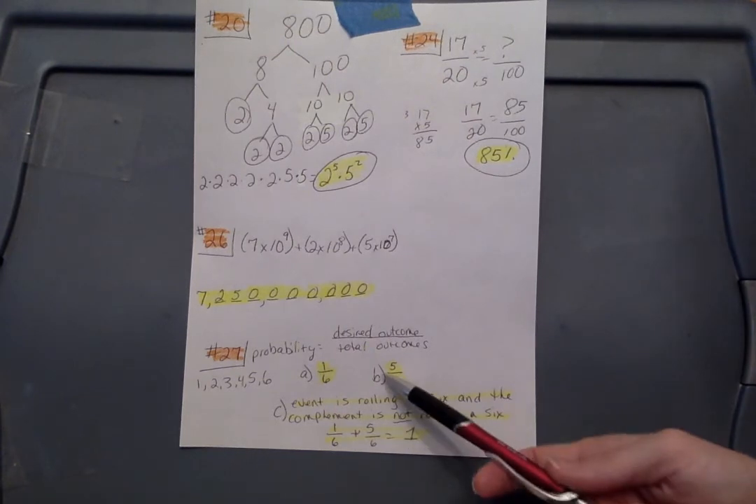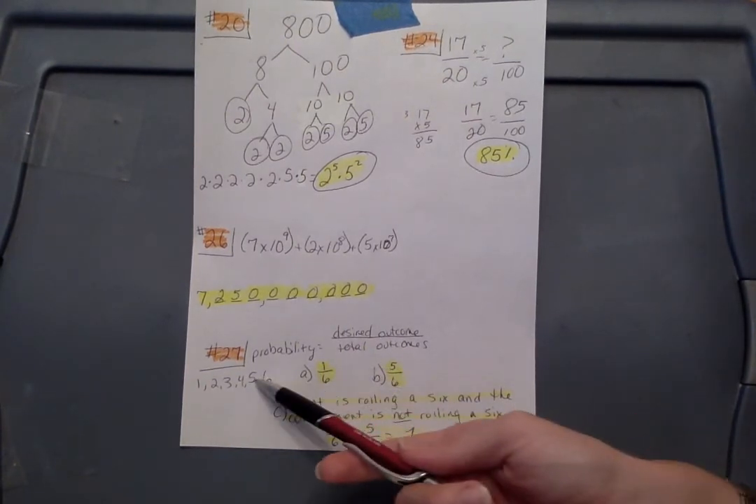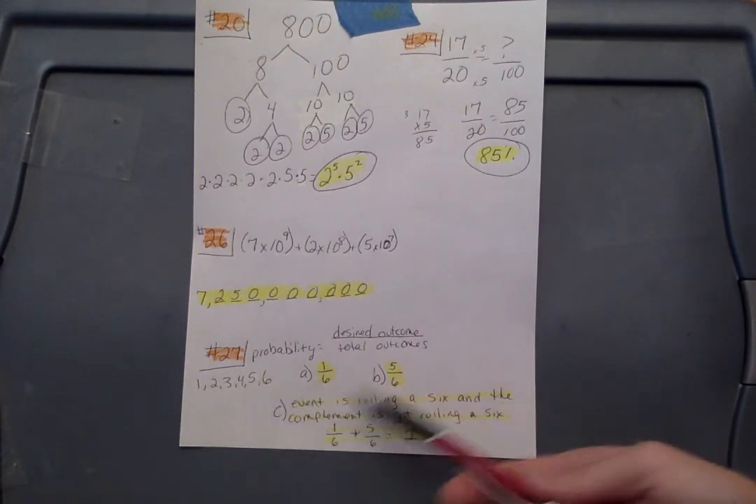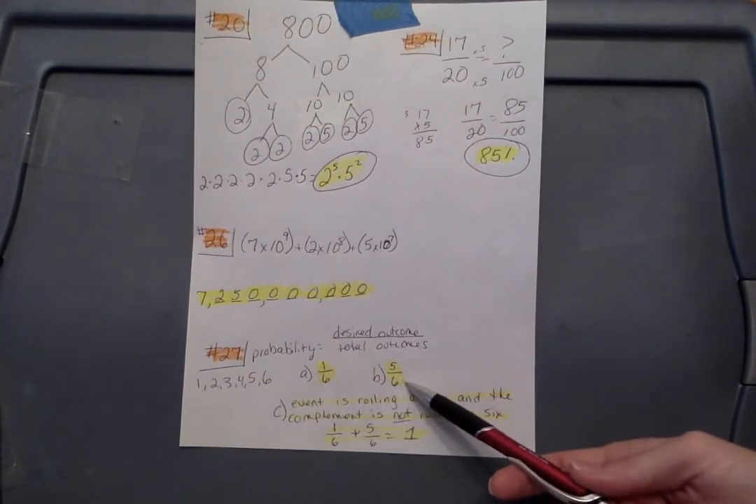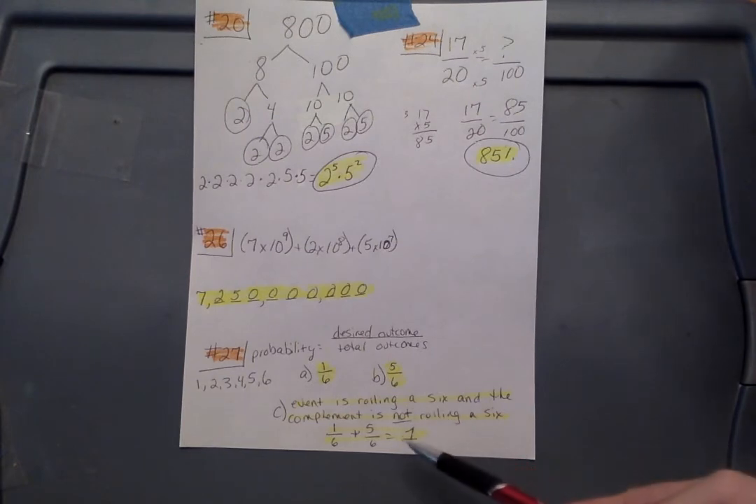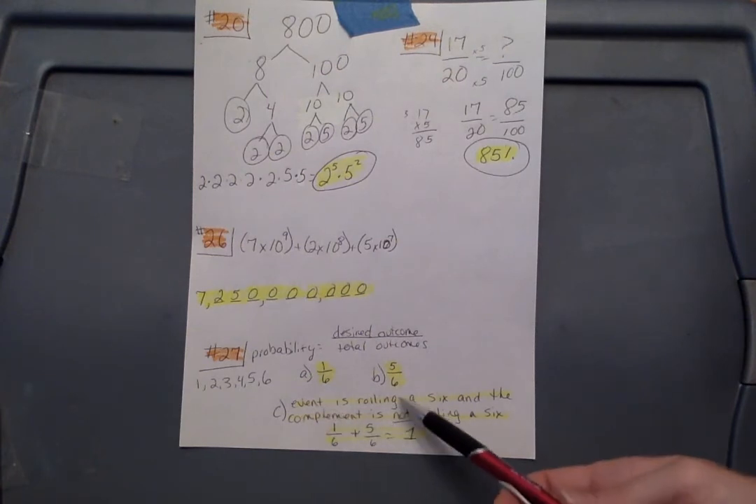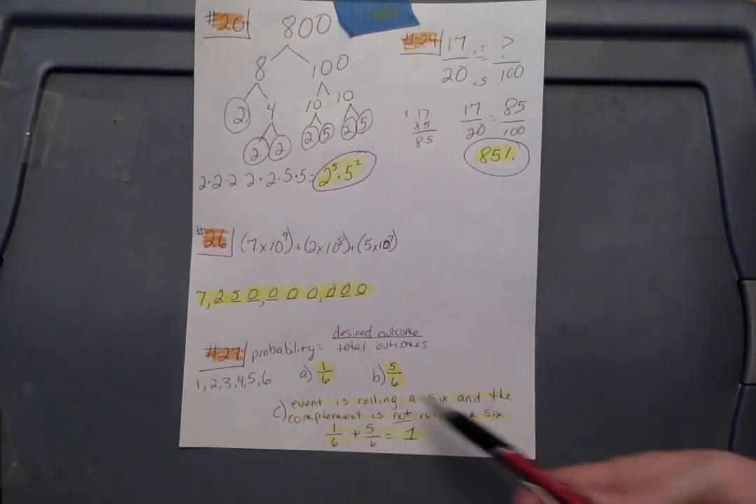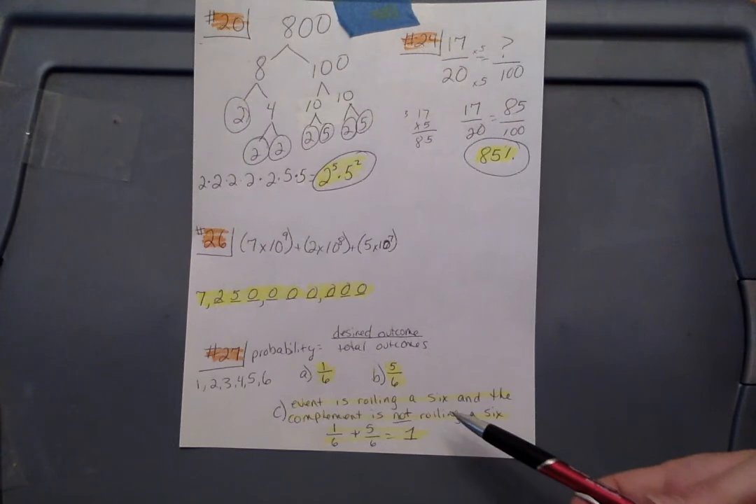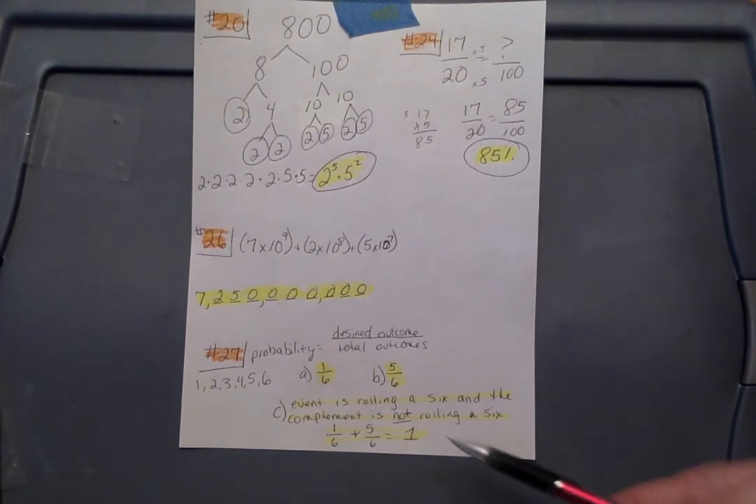Okay. Now B says, what's the probability of not rolling a 6? Well, there's 5 of these numbers that are not 6 out of a total of 6 numbers. And then C says, describe the event and its complement. The event is rolling a 6. The complement is not rolling a 6. And then they wanted us to describe the relationship.